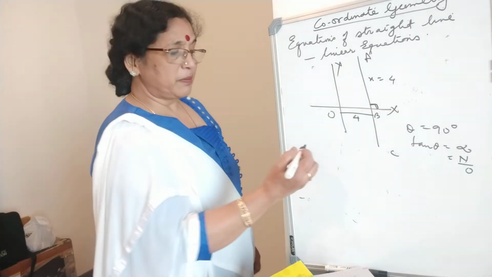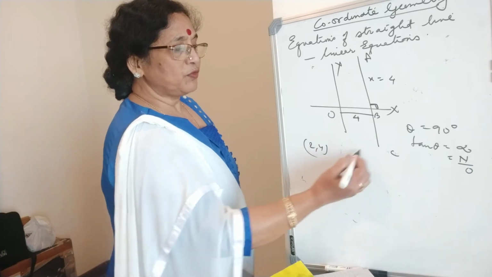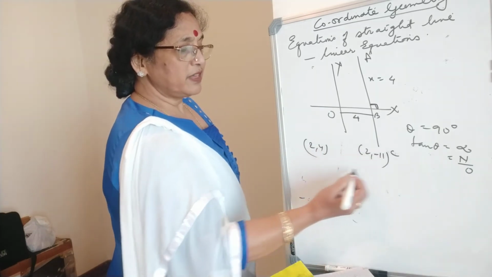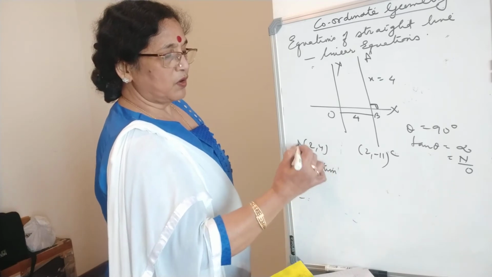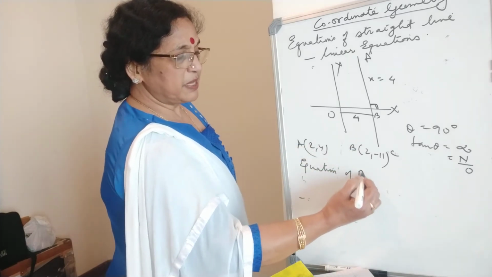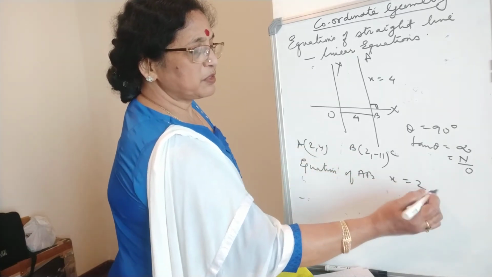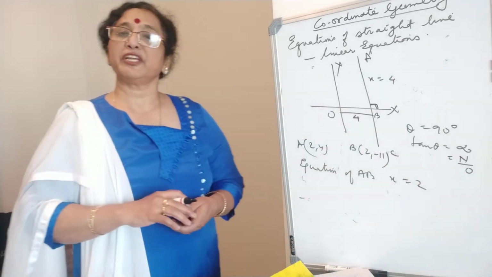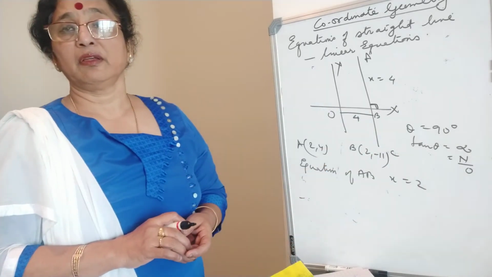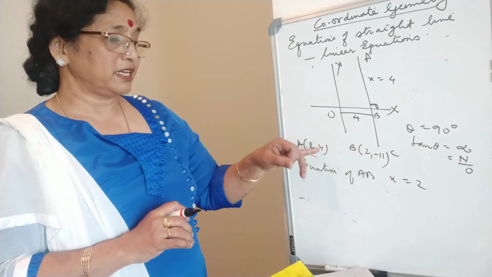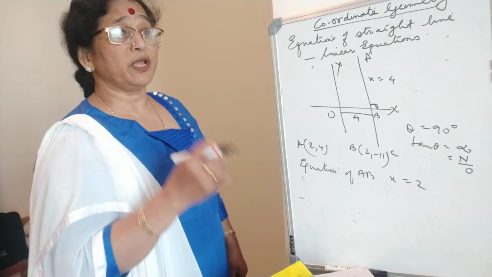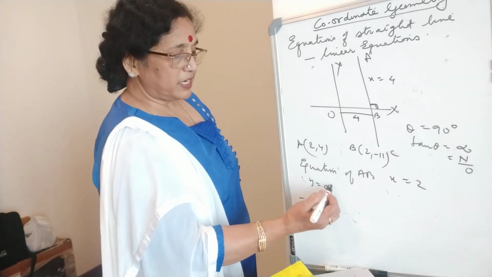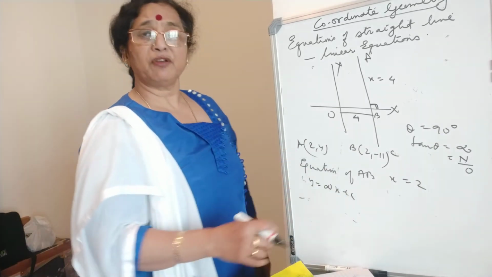So always remember, a line passing through (2, 4) and (2, -11), the equation of AB will always be x equals 2. You don't have to do the traditional way of doing it. Slope you are getting is -15 by 0 and you got stuck, you got infinity, then you are doing y equals infinity x plus c. How can you do this?